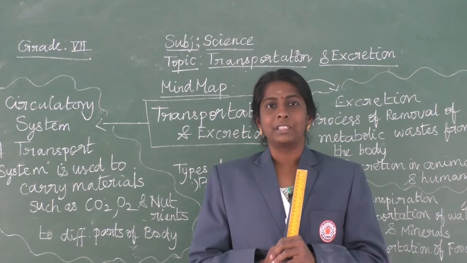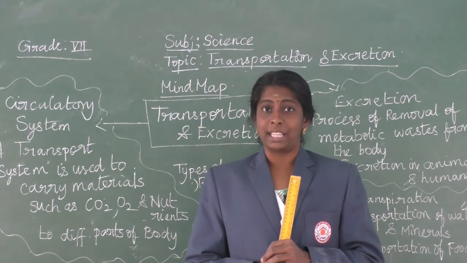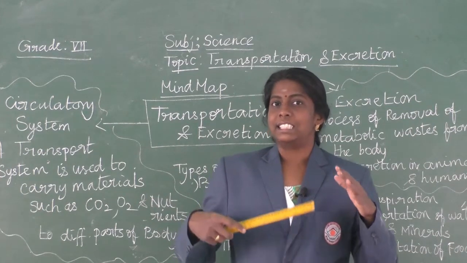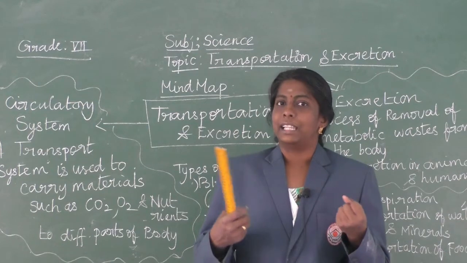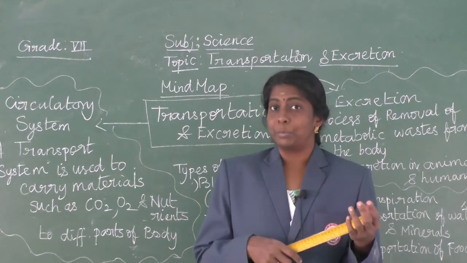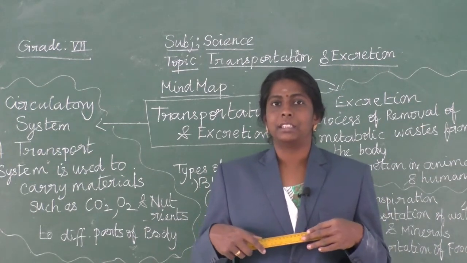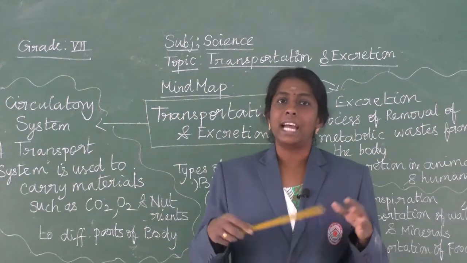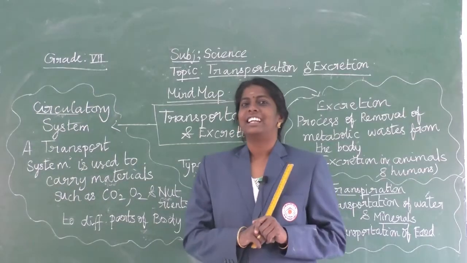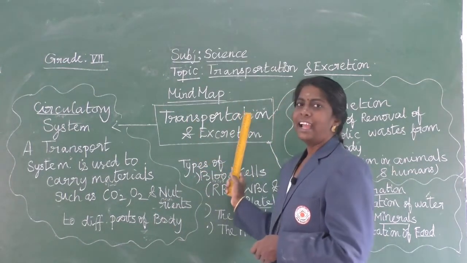Yes. Now, this topic is about transportation and excretion. Transportation. So, how each and every substance like water, blood, minerals, everything is getting transported from one place to another place, and how it is excreted in humans and animals, that we are going to learn in detail in this chapter. Yes, children, now let us learn about the mind map for this chapter, transportation and excretion.